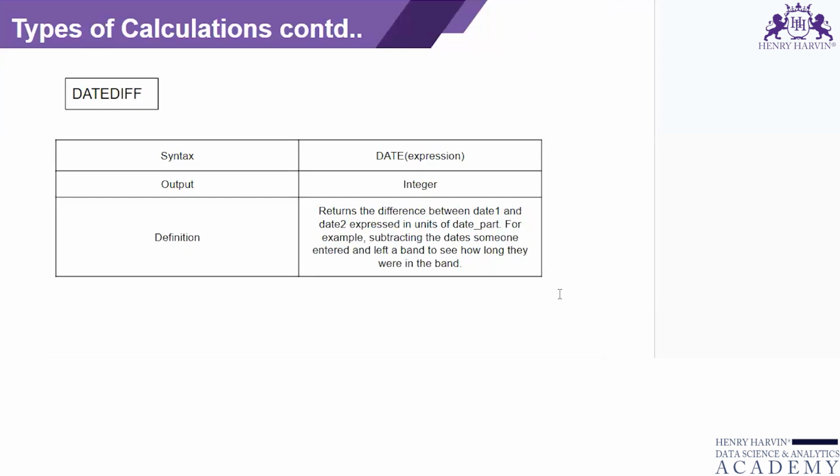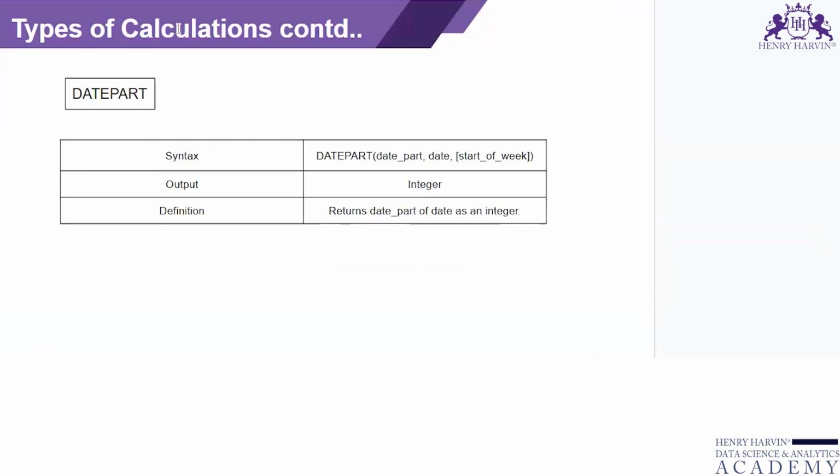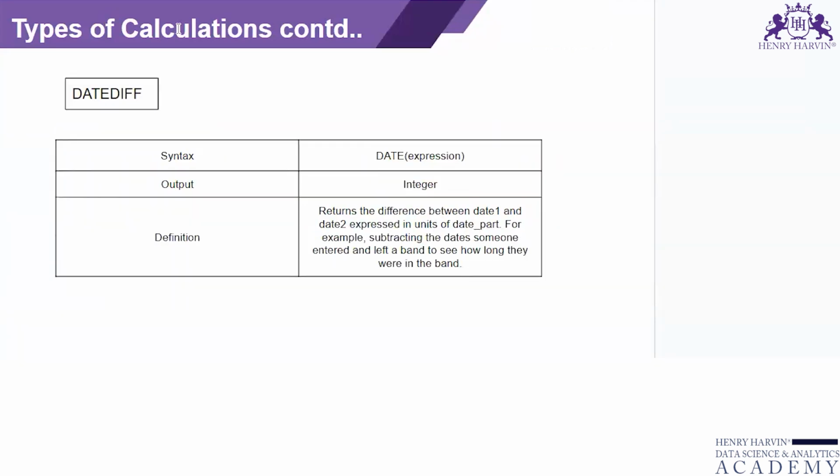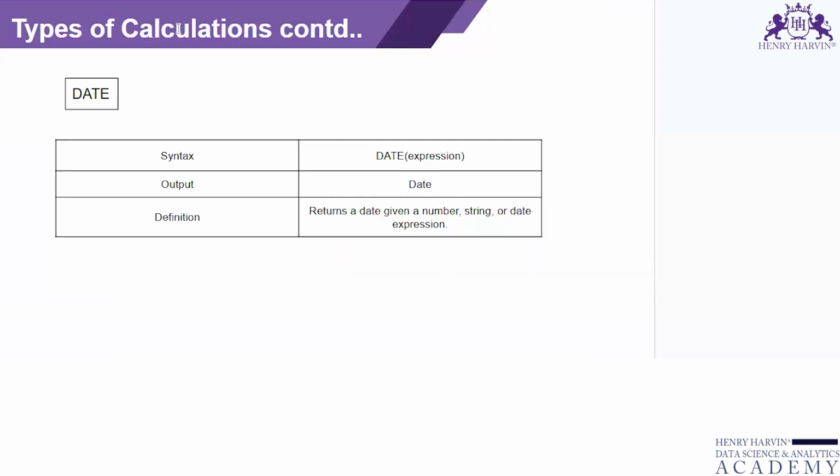Then there is the date difference function. The date difference function basically returns the difference in number of days between two dates. Okay. So let me see if I can show you the usage of this. Date part. First I'll show you date, date name, date add, date diff, and date.